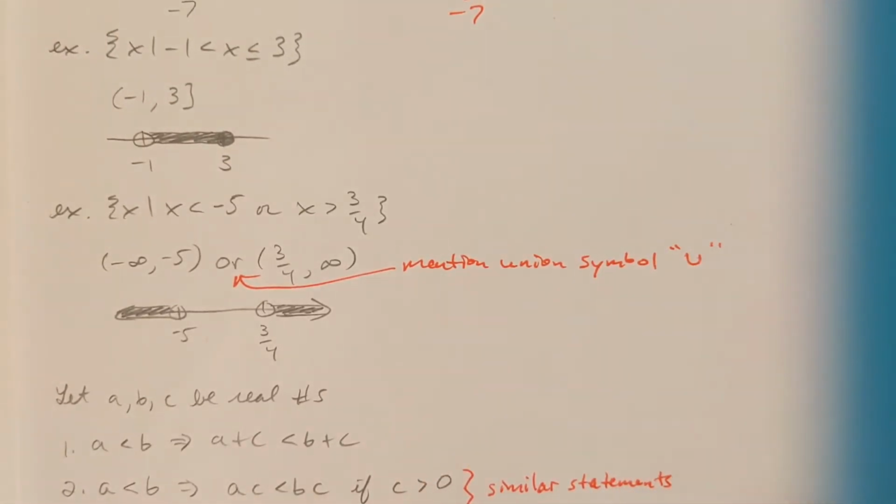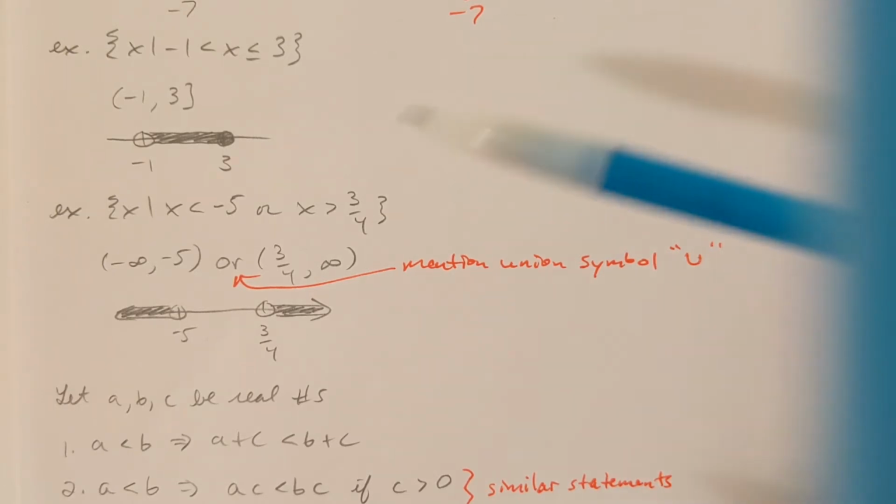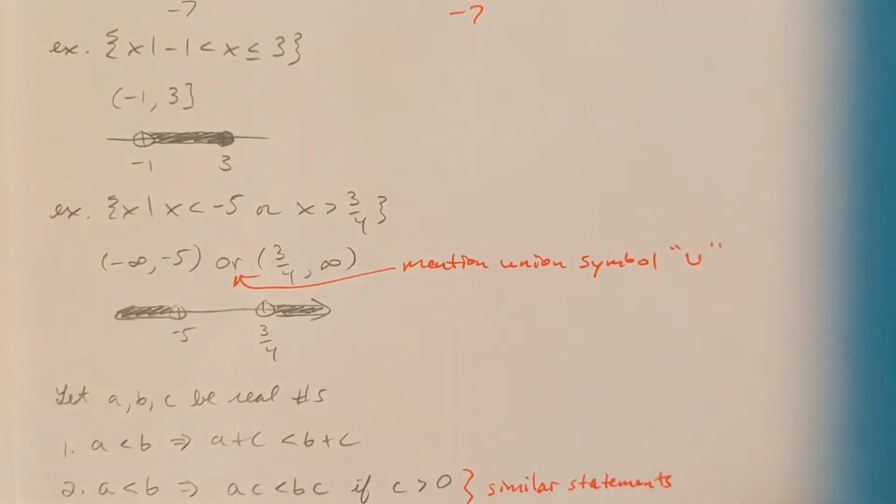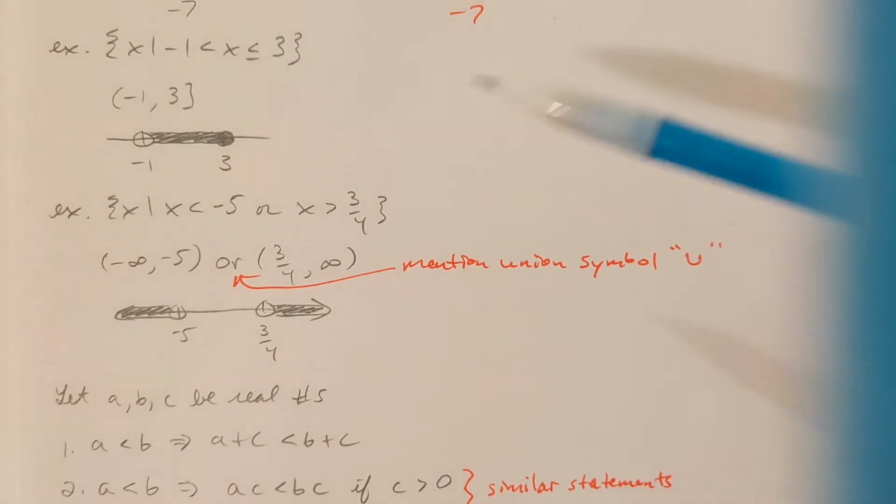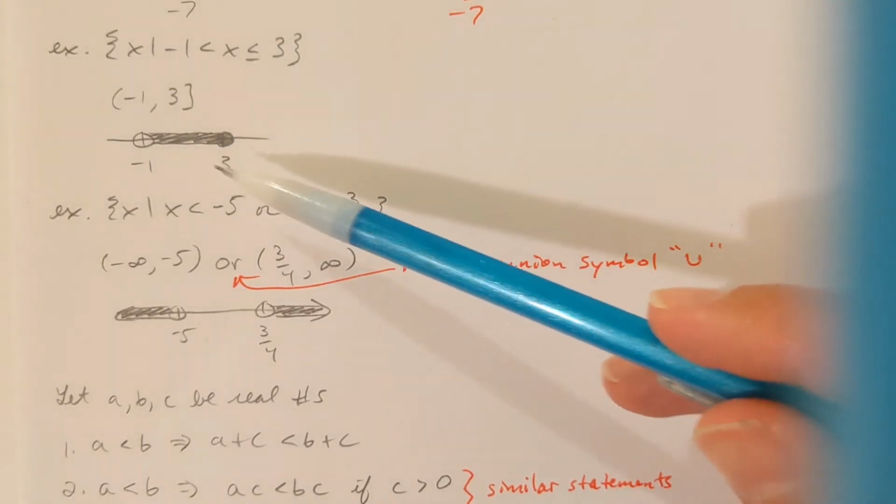Suppose that I had the set of all x such that x is greater than negative 1 and less than or equal to 3. As an interval, negative 1 to 3. I'm including 3, so I've got a bracket there at 3, and here's what that looks like on the number line.